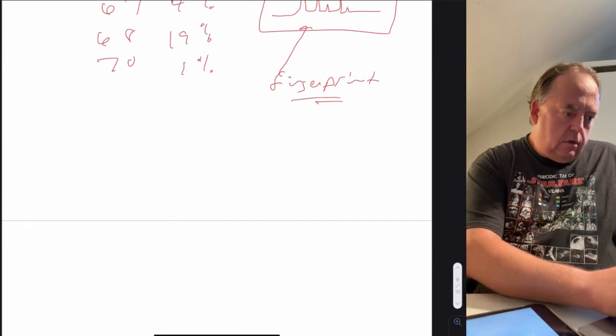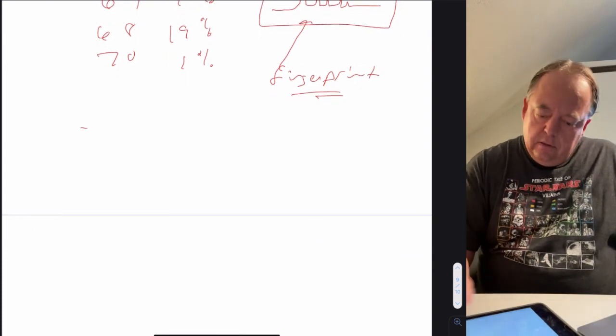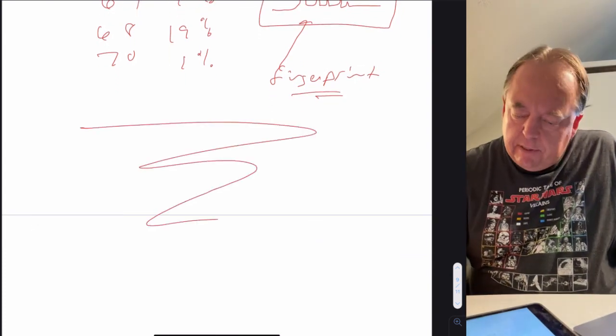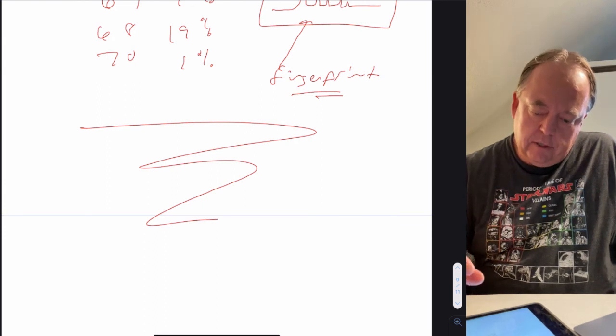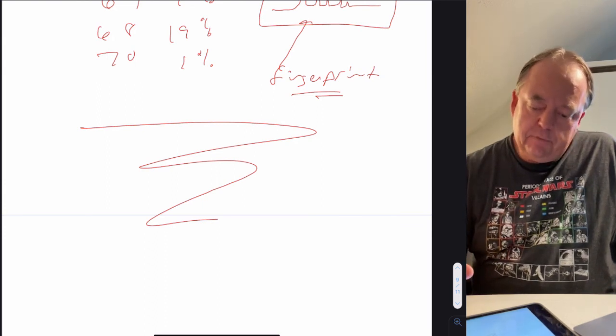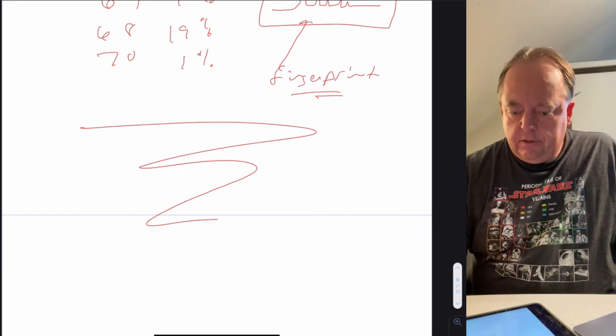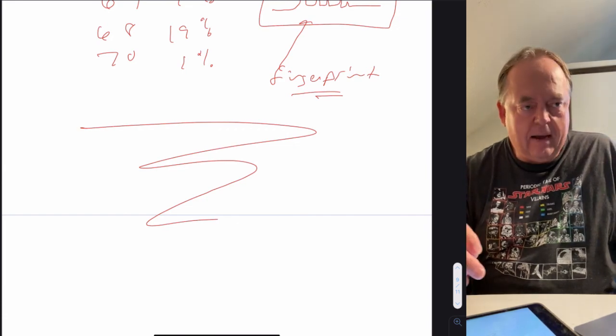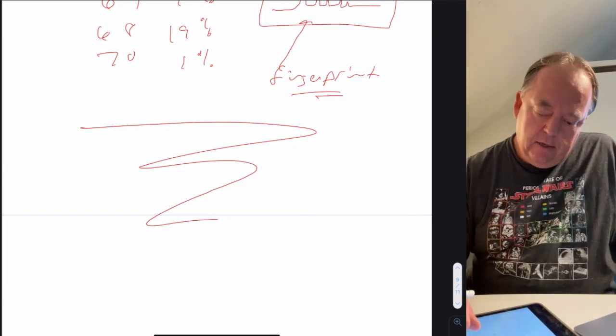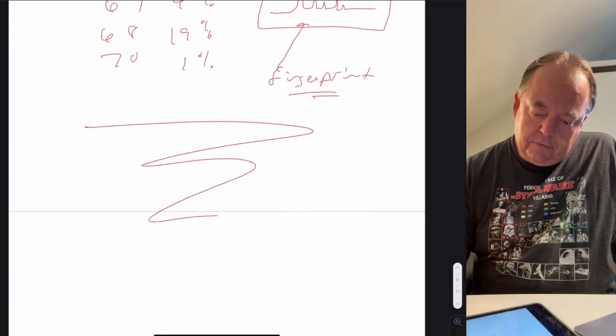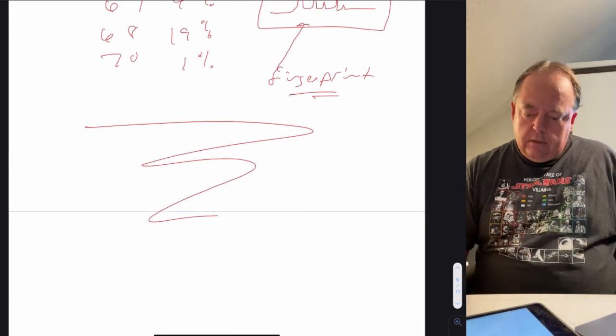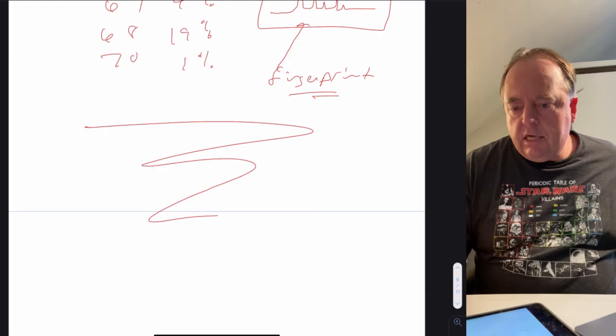Okay, so I think we will stop there. That's the basics of how a mass spec instrument works, particularly an electron impact mass spectrometer with a magnetic sector mass analyzer. So we'll stop there, and the next video will go into more detail on mass spectrometry.